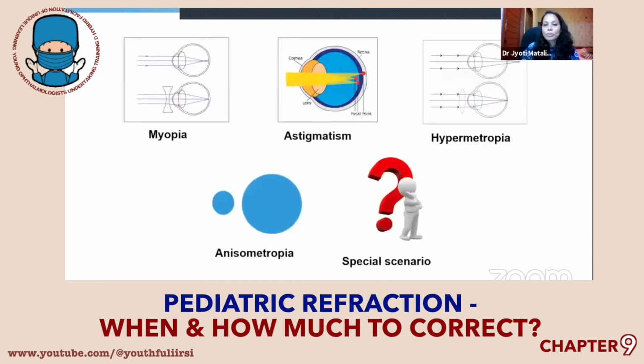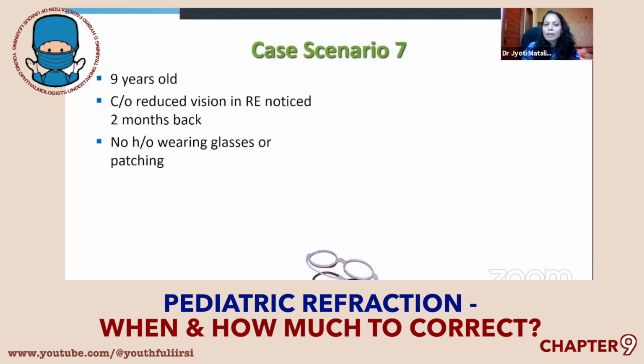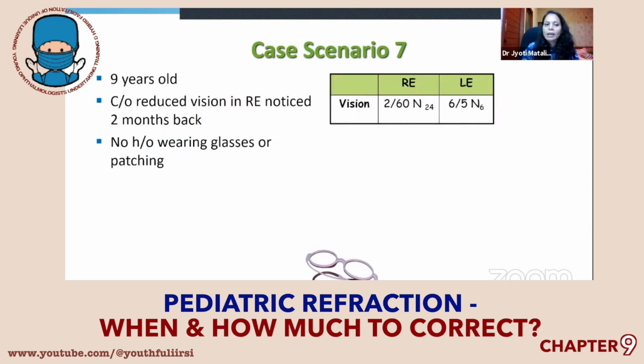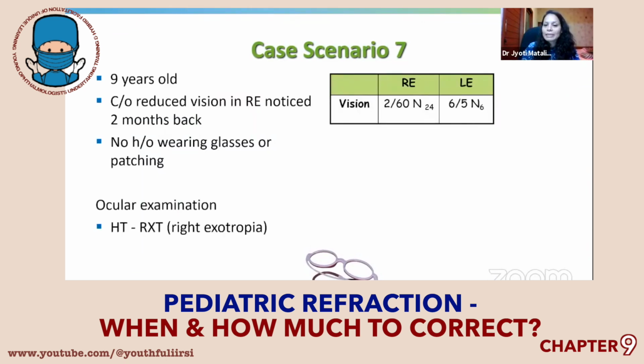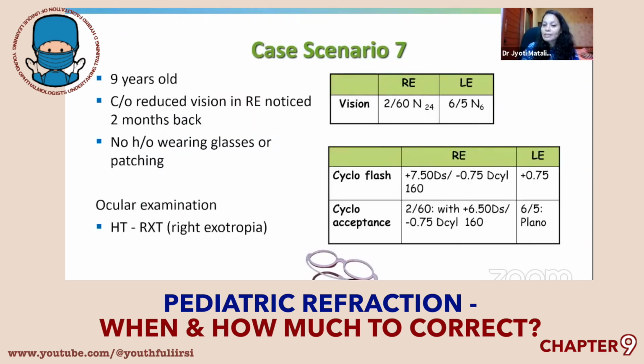Now let's go to anisometropia. A 9-year-old came with sudden vision loss in the right eye, wearing glasses. You see the vision is significantly less in the right eye compared to the left eye. The patient has a right exotropia as classically seen, and look at the refraction. It's +7.5 with -0.75 cylinder in the right eye. The left eye is almost plano, and you do a cycloplegic refraction also.